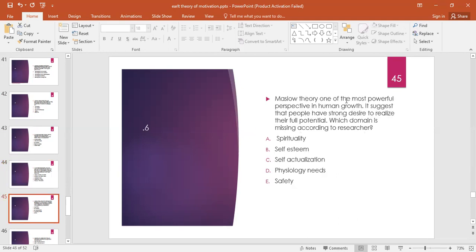Maslow's theory is one of the most powerful perspectives on human growth. It suggests that people have a strong desire to realize their full potential. Which domain is missing according to the researcher? Spirituality, self-esteem, self-actualization, physiological needs, or safety? Spirituality. Yes, you are right. A is the correct answer, spirituality.